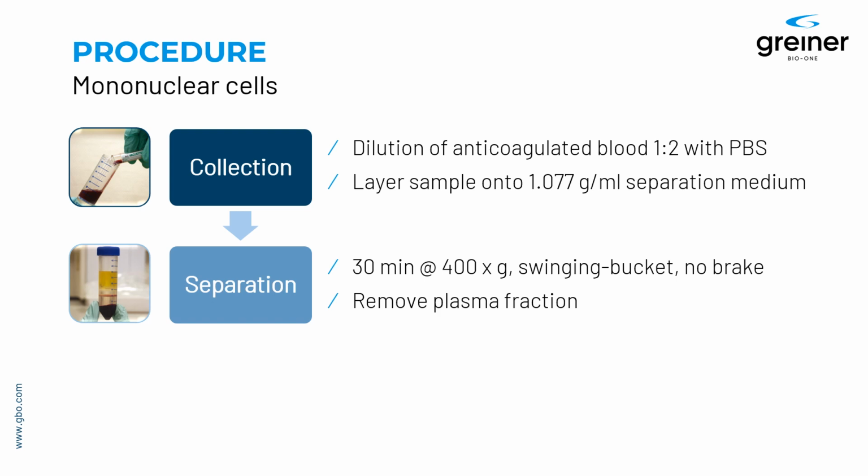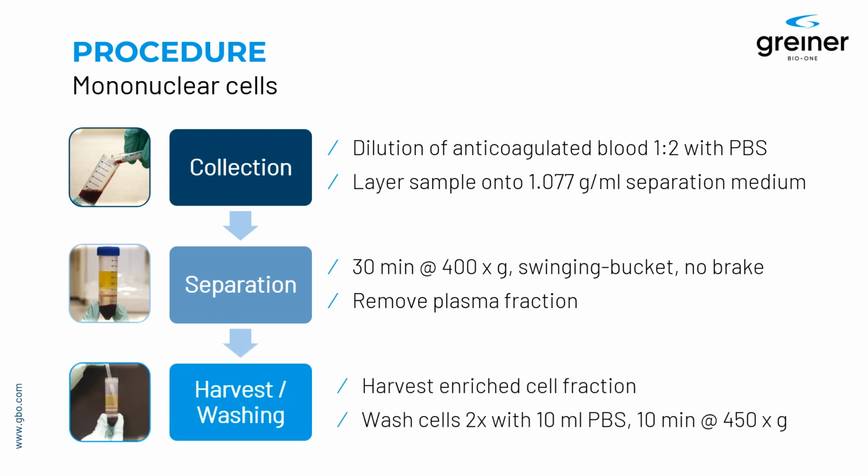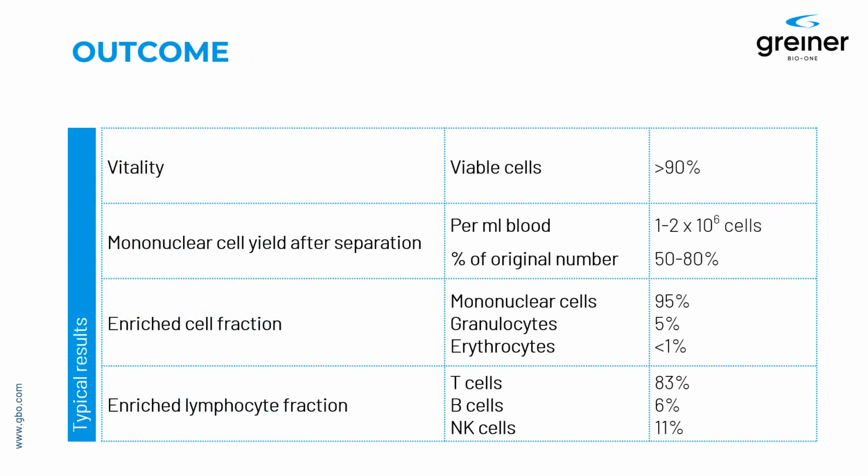As mentioned before, it's very important that all reagents and the centrifugation equipment have room temperature because the density of the gradient is temperature dependent. After centrifugation, the plasma is removed and the enriched cell fraction containing the mononuclear cells is harvested. After spinning the harvested cells down, they are washed 2 times with a balanced salt solution. A typical outcome of the procedure is displayed here.